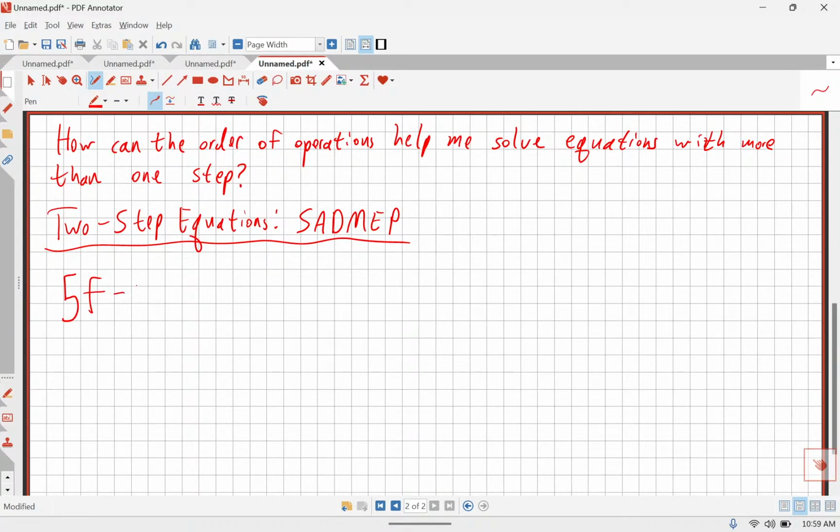5f minus 3 equals negative 18. So if I knew what f was, I would do 5 times that number, and then I would take 3 away from it. Since I don't know what f is, I have to go in the reverse order of operations.